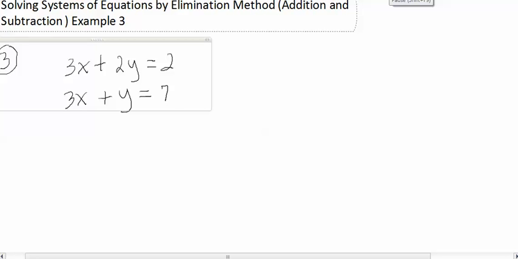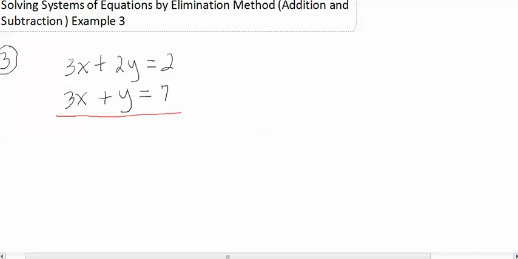Okay, today we're going to be solving systems of equations by elimination. I'm going to be doing example 3. I have my two equations lined up, one right under the other. I'm going to draw my line, and then I'm going to check to see, is there any variable that I can go through and eliminate?